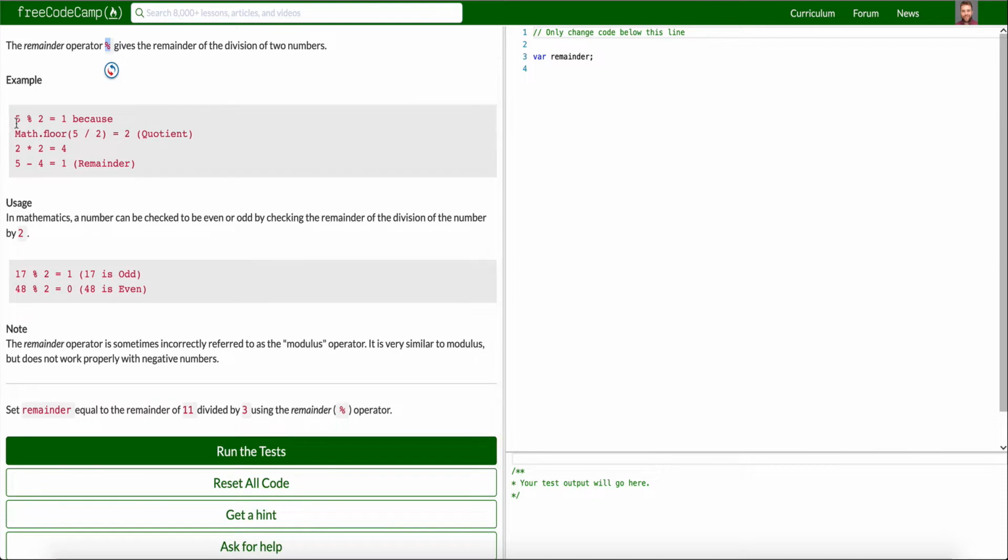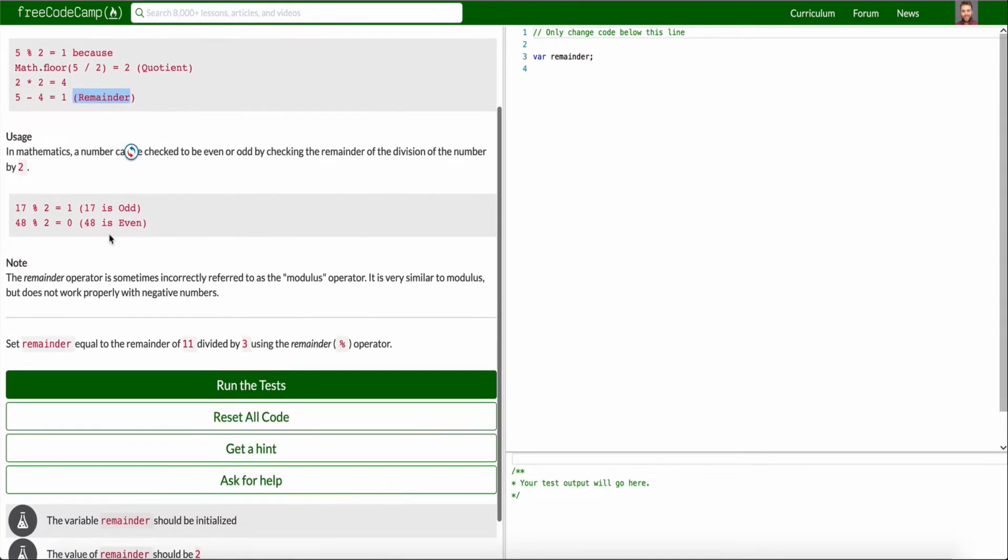So if we do 5 modulus 2, we're going to get 1, because 5 divided by 2 gives us back 2 with a remainder of 1, right? So that's the quotient for that. 2 times 2 is 4, and 5 minus 4 is 1, which is our remainder. So that's the modulus.